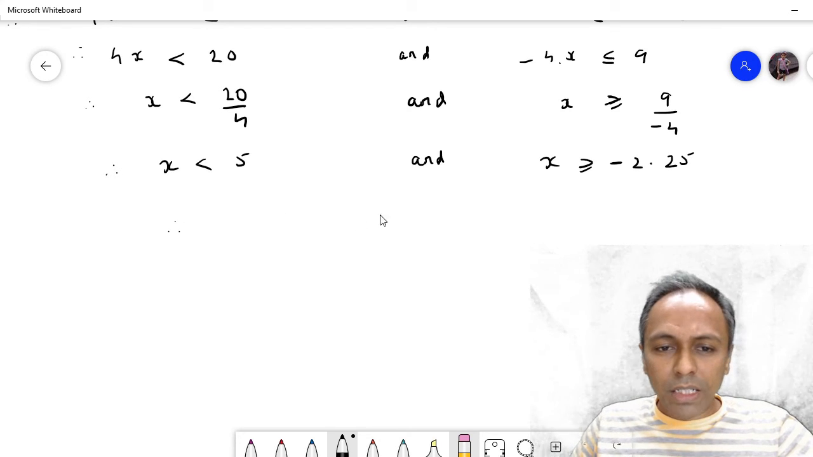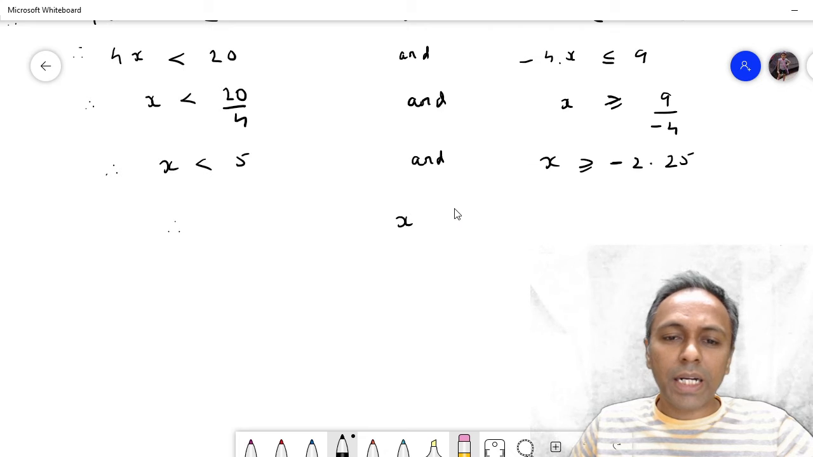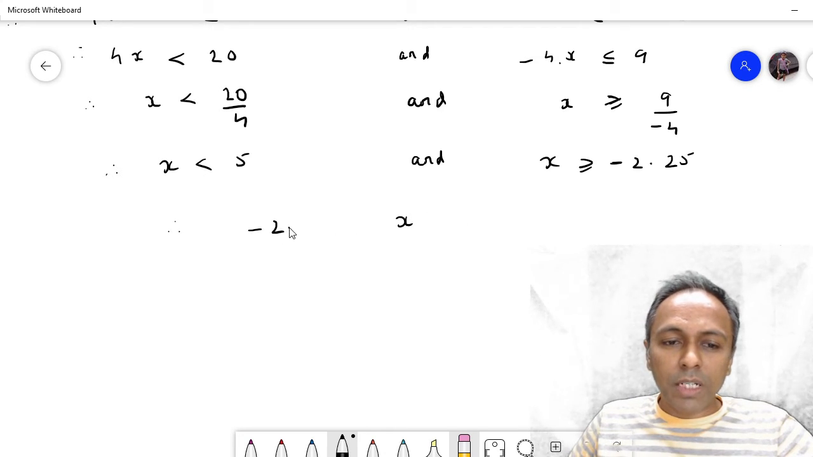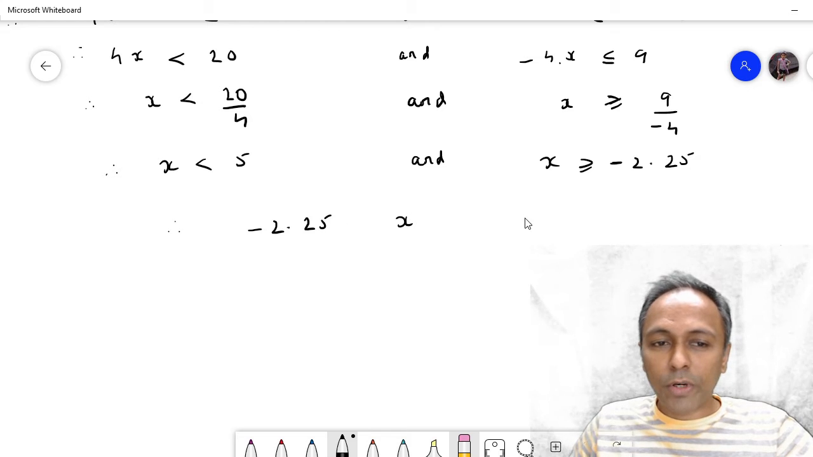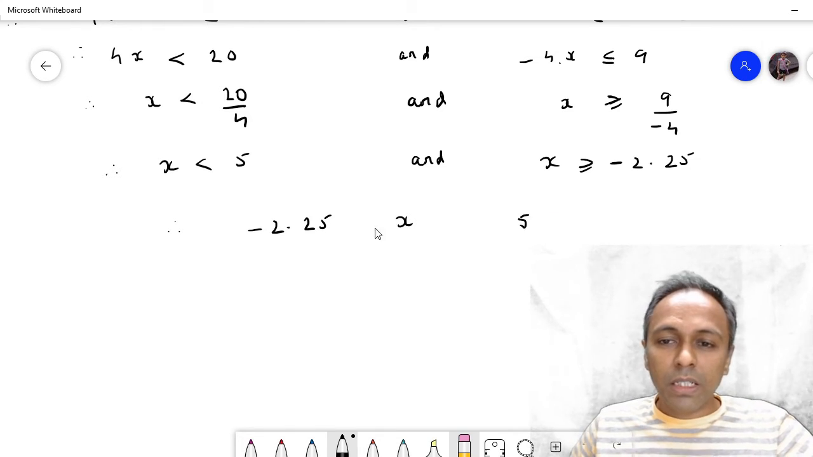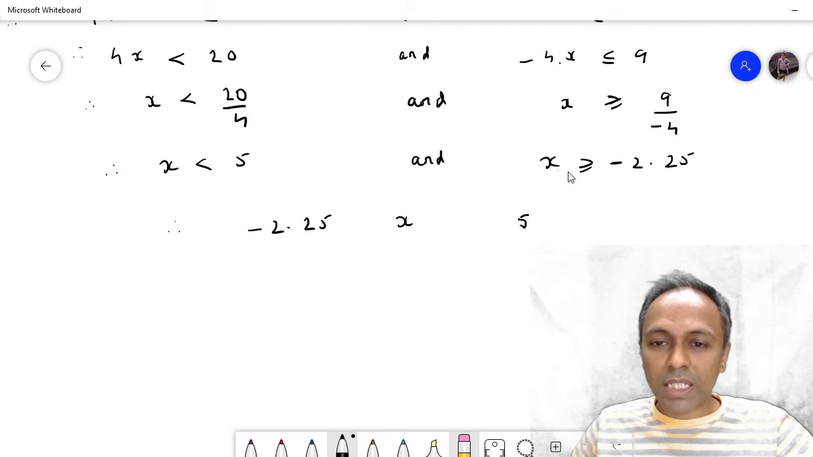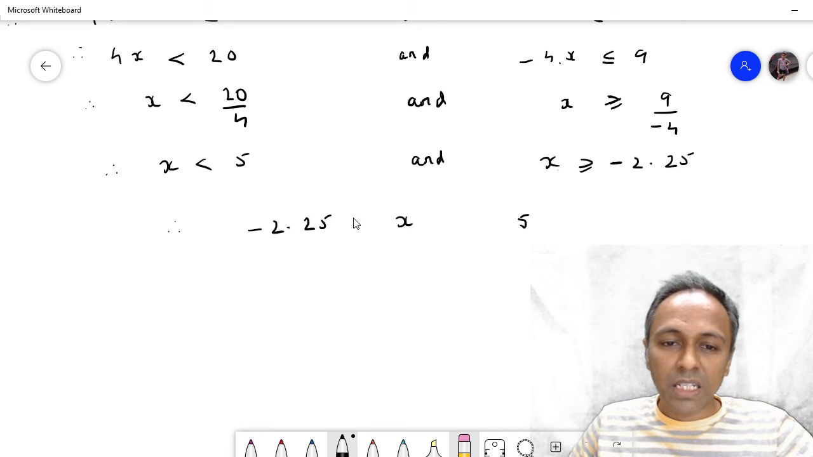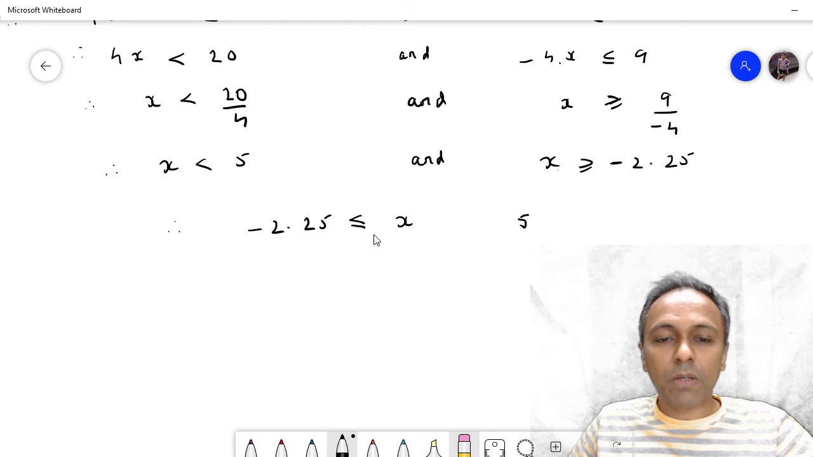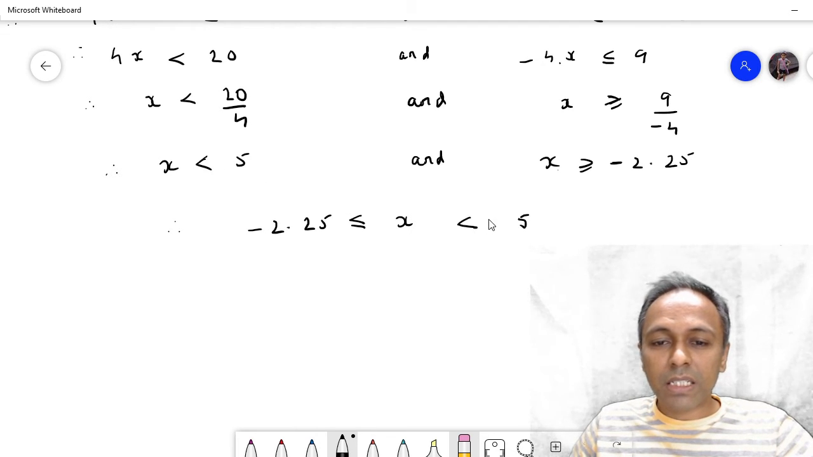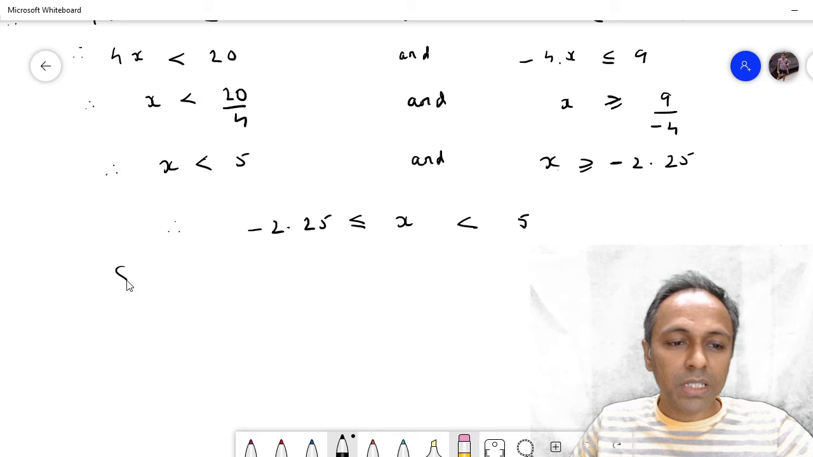Let us accumulate the two results. The idea is mention x in between, write the lower number on the left side, minus 2.25, mention positive or the greater number on the right. Think, observe, if you're convinced only then put the sign. Is x greater than or equal to minus 2.25? Yes, so we will put the greater than or equal to sign here. Is x less than 5? Yes, so now we are convinced with this.